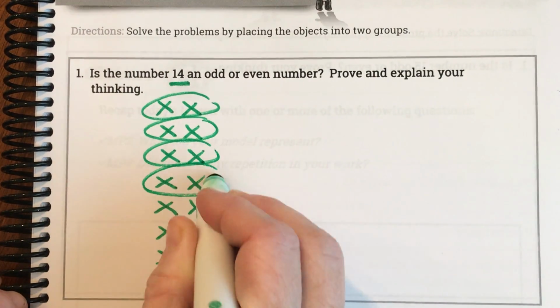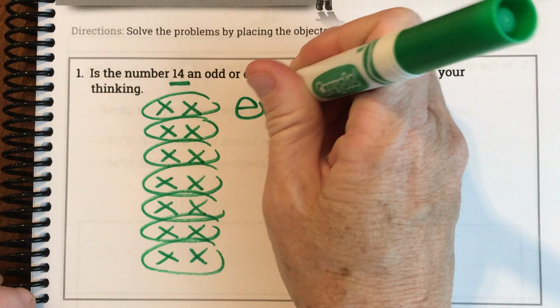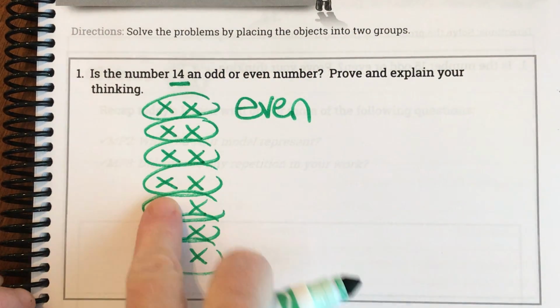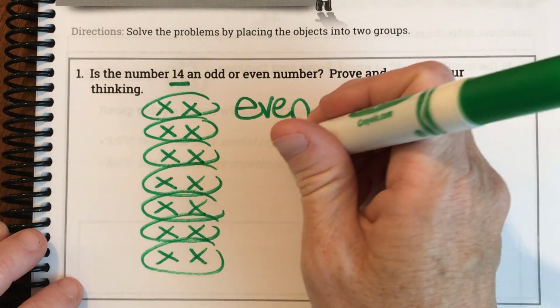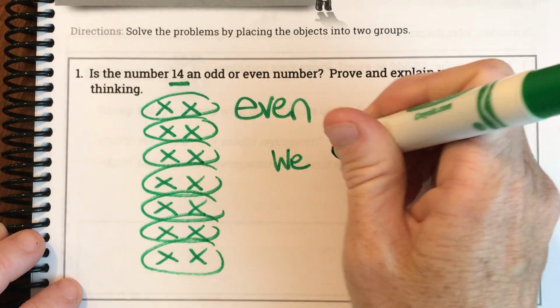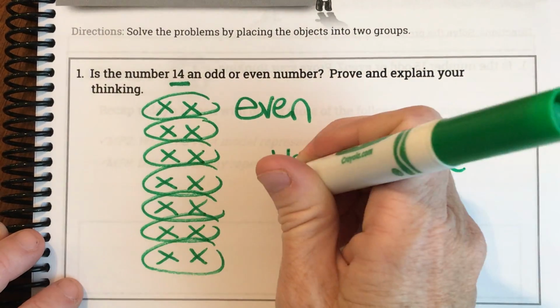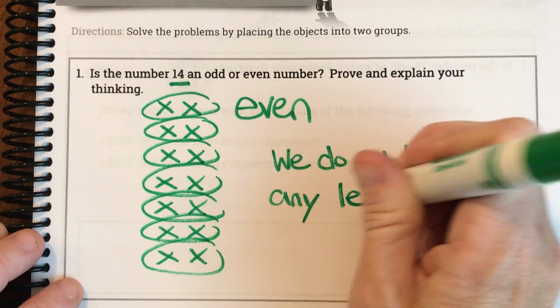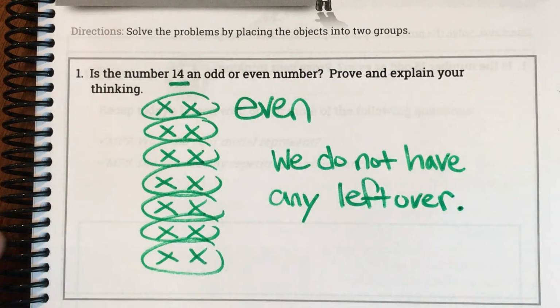So look at our pairs. Everyone had a pair and there's nothing left over. That tells us our number is even. So the picture kind of proves it. They want us to explain it. So we could explain it by saying, we do not have any leftovers or any leftover. Okay, let's try another one.